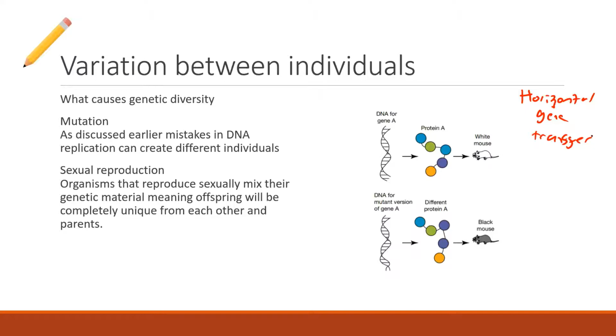Not important here, but the other way we can get variation between individuals, and we're not talking about horizontal gene transfer, though it is an actual way there are differences, is sexual reproduction. Organisms that reproduce sexually mix their genetic material, meaning offspring will be completely unique from each other and their parents.